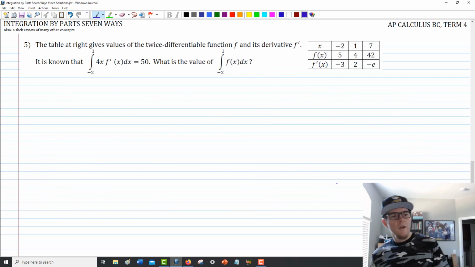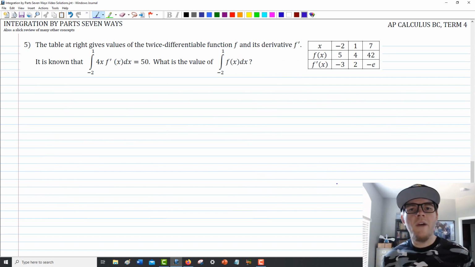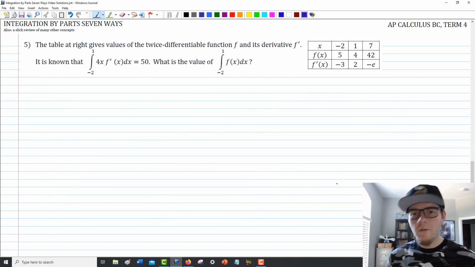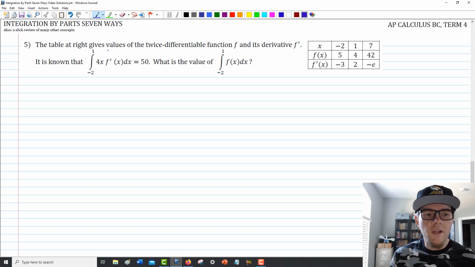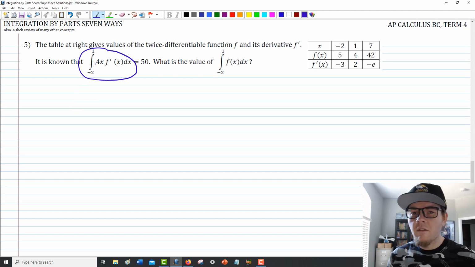The next question we're going to address is question number 5, which features a function presented numerically. So we have that table of values over there with values of f and f prime. And then we're told some information about a particular definite integral, which has an integrand of 4x f prime of x, different from what the original posted assignment featured. It was a mistake originally.